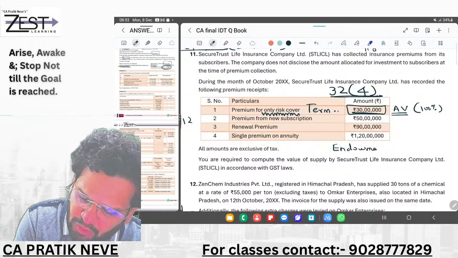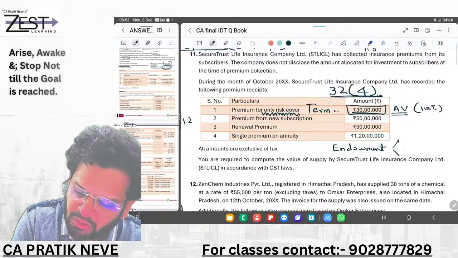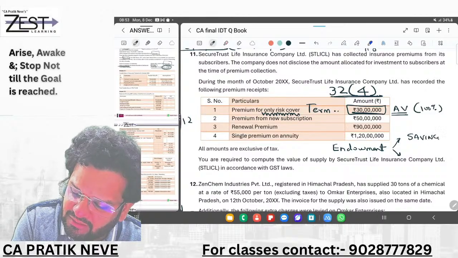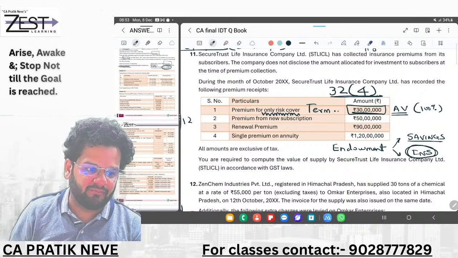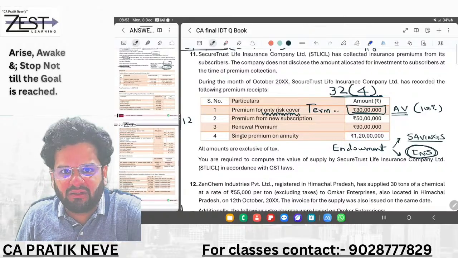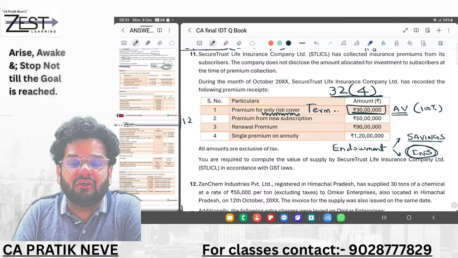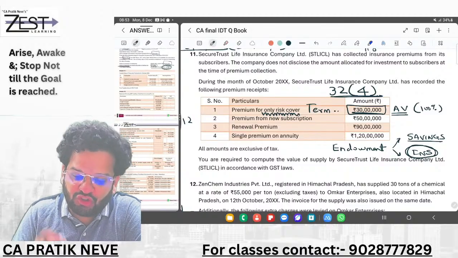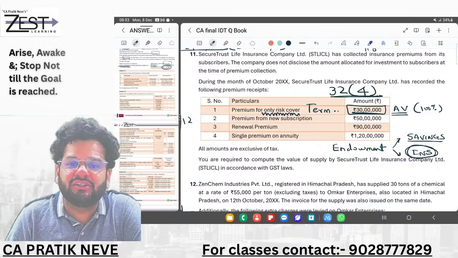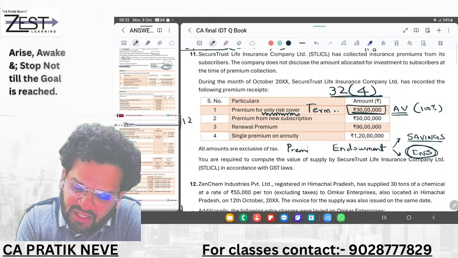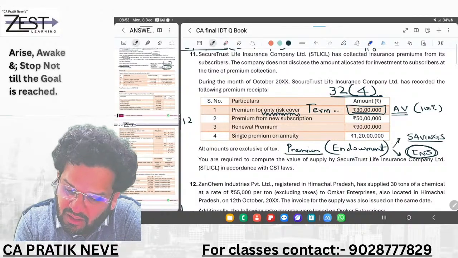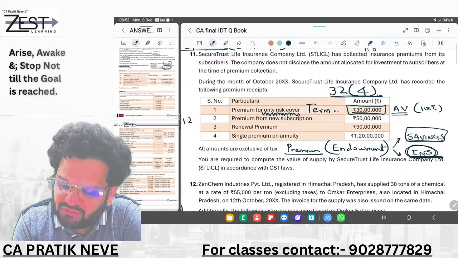Endowment means other policies which are not term policies. They have got two elements: a savings element and an insurance element. GST is only on the insurance part. And how much the insurance part is, is given in the rules, because mostly the insurance companies won't bifurcate how much of the premium they are taking is towards savings and how much is for insurance.